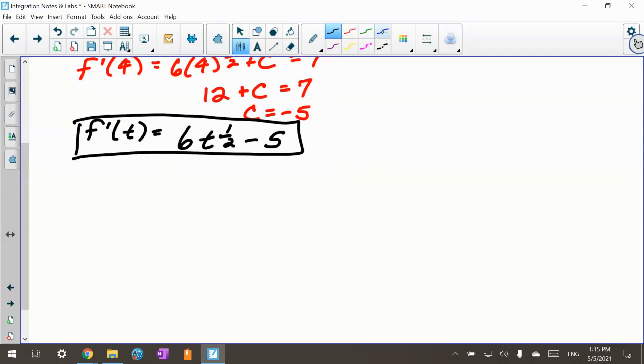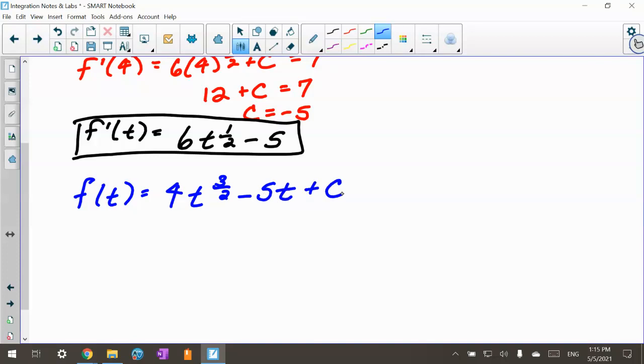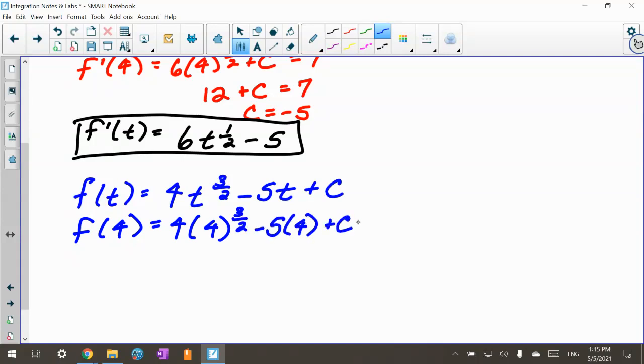So let's do that. I have f of t is, I'm going to add 1, so that turns to 3/2. And then I'm going to multiply this by 2/3, so I get 4t to the 3/2 minus 5t plus c. Now I'm going to go use that f of 4 is 20. So f of 4 is going to be 4 times 4 raised to the 3/2 minus 5 times 4 plus c, and it's going to equal 20.